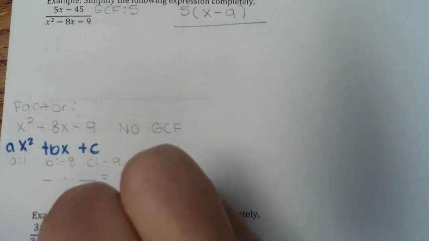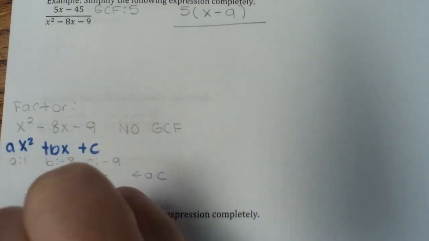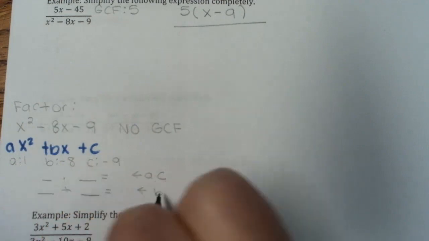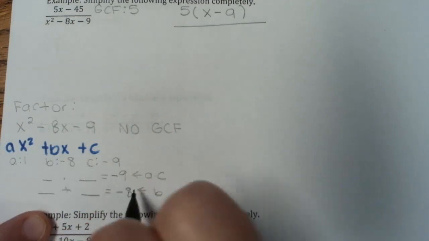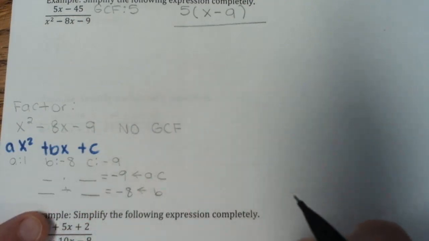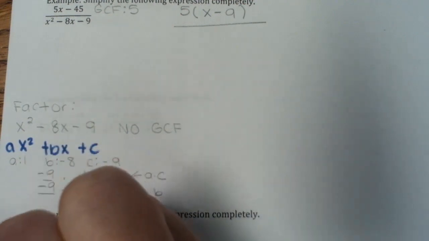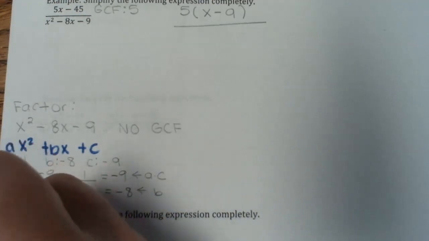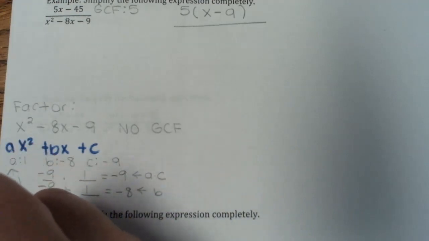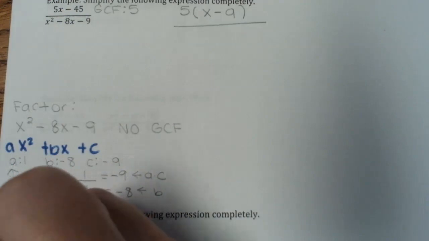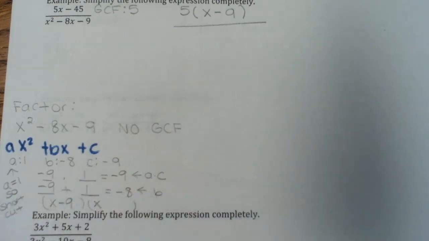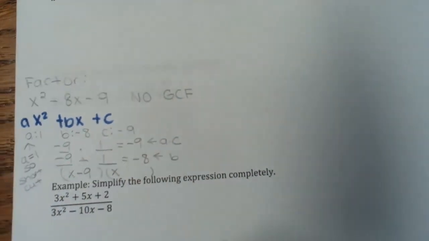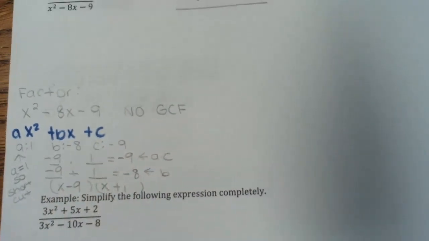So we're looking for two numbers that multiply together to give us a times c, and the same two numbers to add together to give us b. A times c, 1 times negative 9, which is negative 9, and add together to give us b, which is negative 8. So negative 9 times positive 1 is negative 9. Negative 9 plus 1 is negative 8. Thankfully, our a value is 1, so we're able to use a shortcut and go straight to our two factors. Our variable's x, and our blank is negative 9, so x minus 9 is one factor, and our other blank is positive 1, so x plus 1 is our other factor.